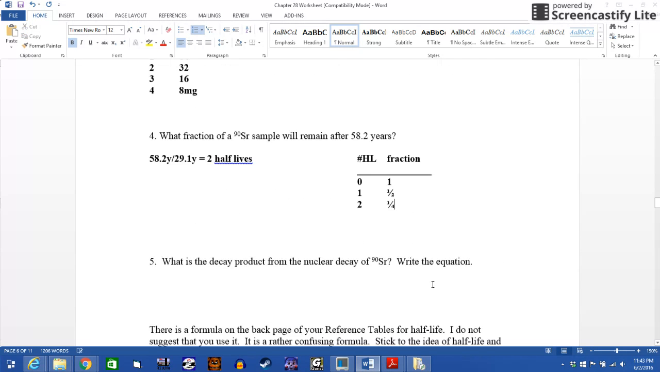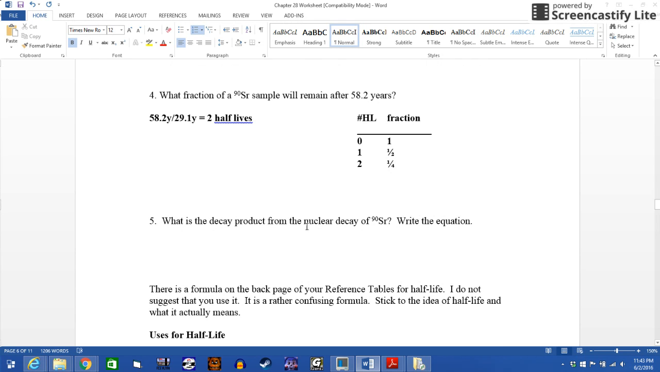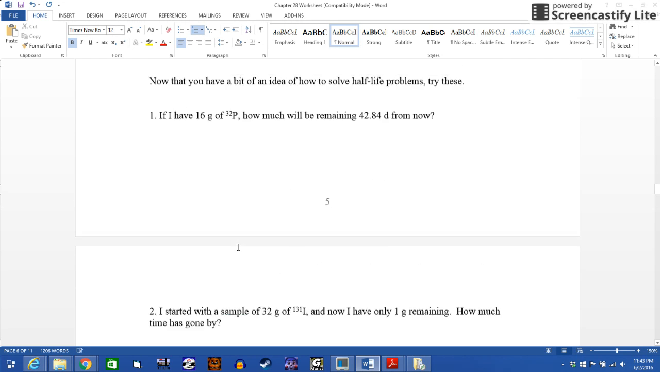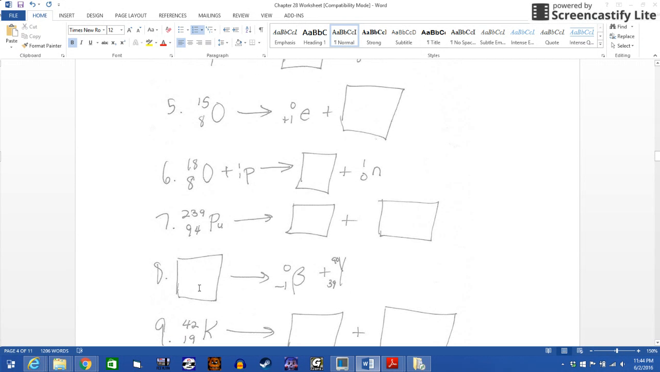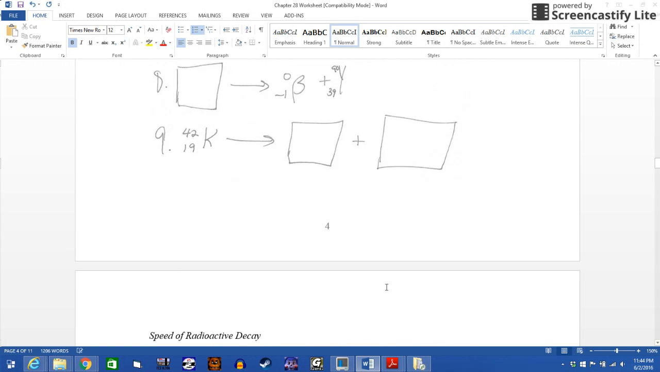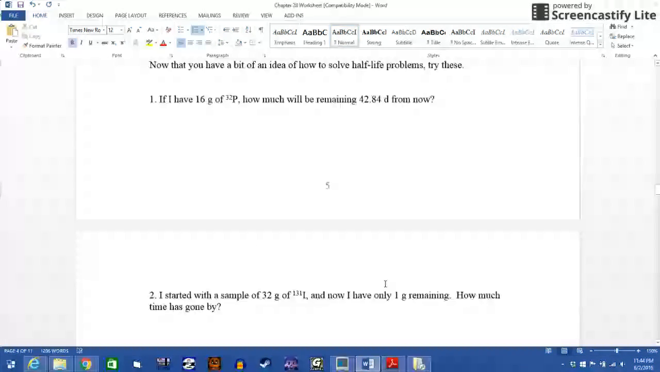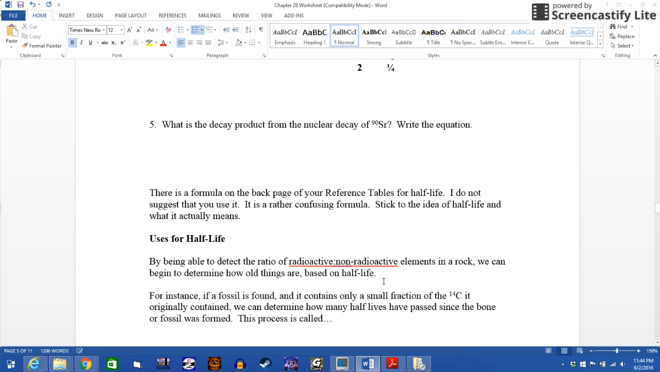All right. What is the decay product from the nuclear decay of strontium-90? Write the equation. Well, if you did it again, great, good for you. But if you go back to page 4, you'll see that that's actually the one that you did already right here. Strontium-90, 90, 38. Strontium is beta plus yttrium-90. And so there you go. Don't have to worry about writing anything new there. So that number 5 goes back.